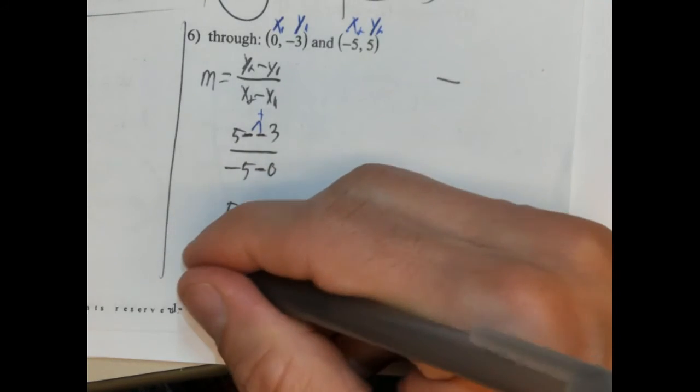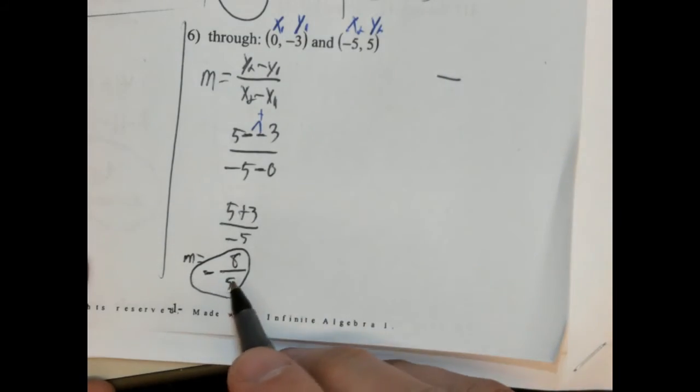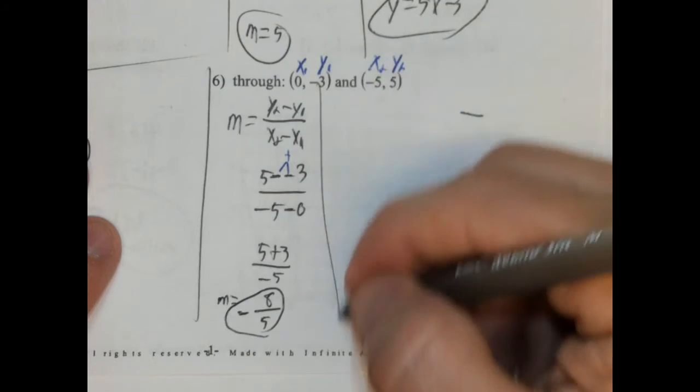That's our m. I get asked sometimes where the negative sign should go. It doesn't really matter. I usually put it right in the middle if there's one of them. Just looks right to me.